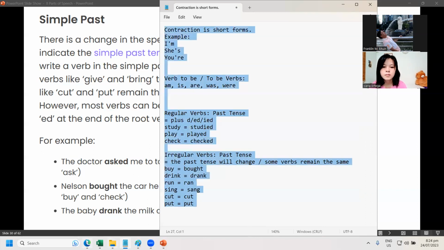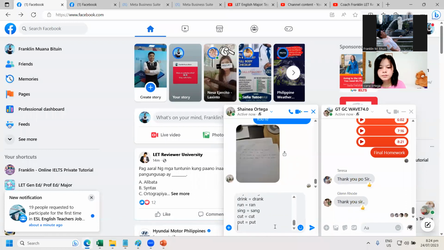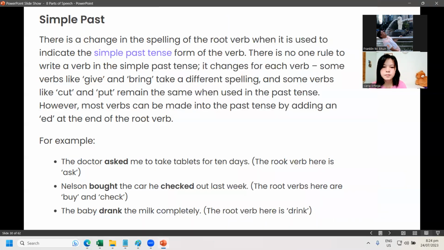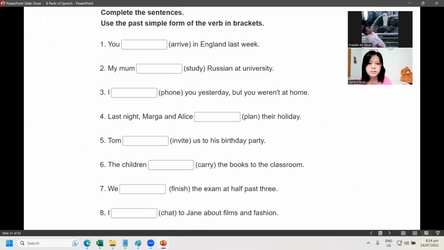So I'll send you this. You have a guide here. Is this clear for the simple past? Simple past is good? Okay, that's good. So don't forget, simple past: regular verbs, add D, ED, or IED. Irregular verbs, either they change or they stay the same. Okay, let's try this one. I need you to answer this. Write your answer so I can see if it's correct. Just the answers. You don't need to write the sentences, just the answers. Sure.